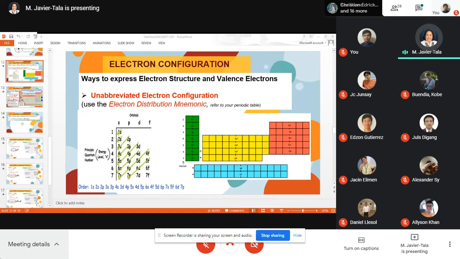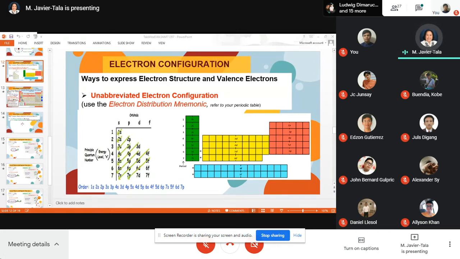So please look at your periodic table, class. In other periodic tables, they have it on the lower left side. Then the bigger periodic tables, they have it also on the upper part in the middle portion. So you can see there the electron distribution mnemonic. This electron distribution mnemonic, you are not required to memorize because you are allowed during your exam and even in your exercises to use your periodic table of elements.